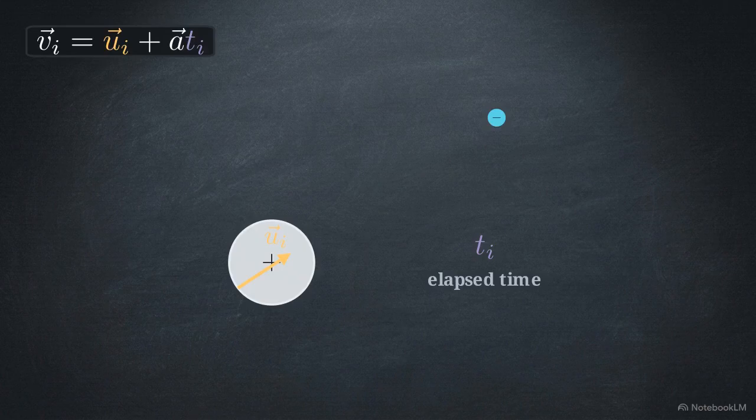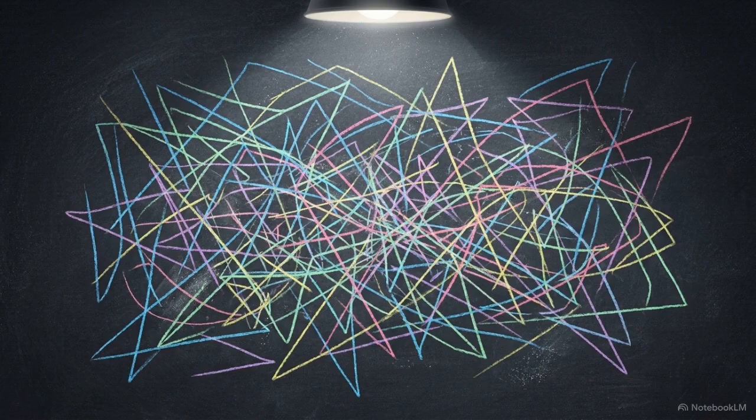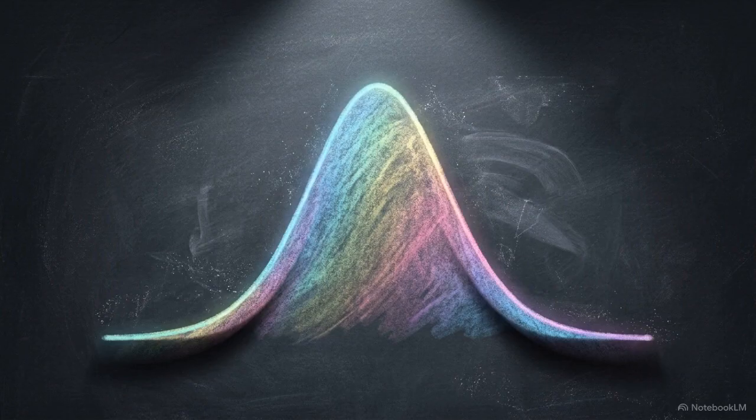In this equation, u_i represents the initial thermal velocity immediately after a bounce, while t_i is the specific amount of time that has elapsed since that exact collision. Because every individual collision time and initial bounce angle is completely randomized, tracking a single electron is ultimately a dead end. We have to switch to a statistical bulk approach to find a meaningful average.